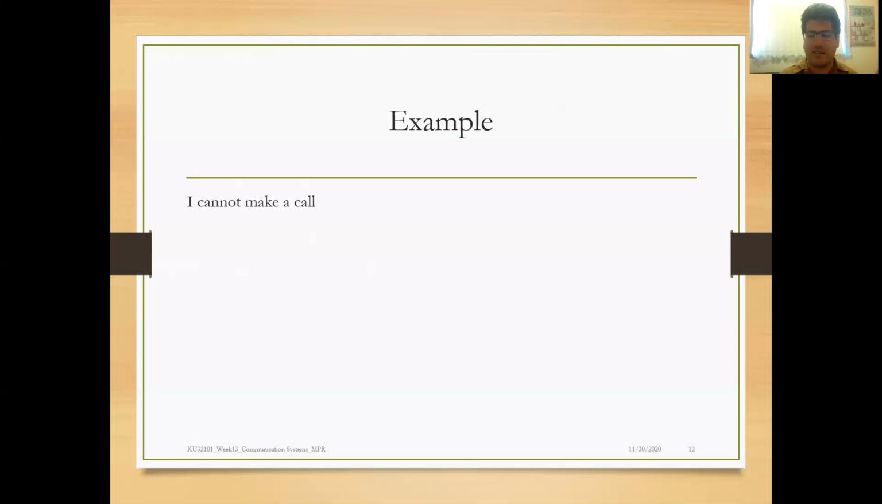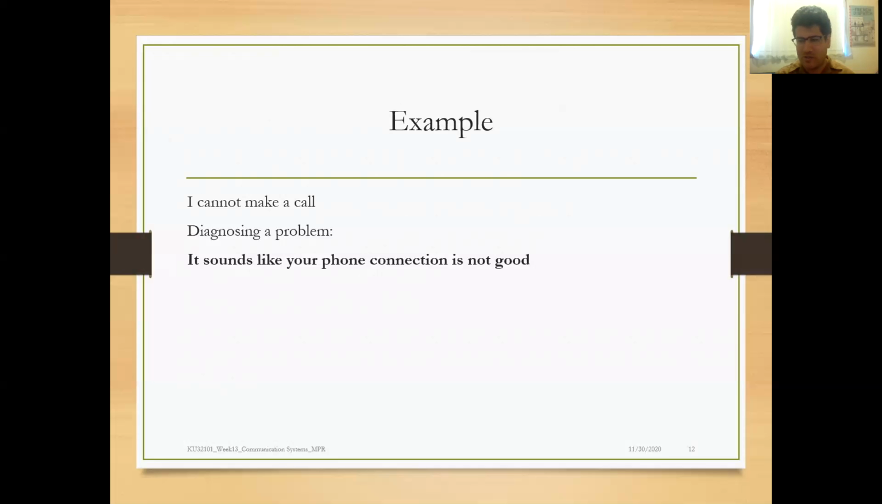Let's have a look at an example here. I cannot make a call. It sounds like your phone connection is not good. So maybe this is someone talking to a computing support officer. They've called up the computing services. The computing services have said, "What is your problem?" And they have said, "I cannot make a call." And then the computing support officer thinks and says, it sounds like your phone connection is not good.